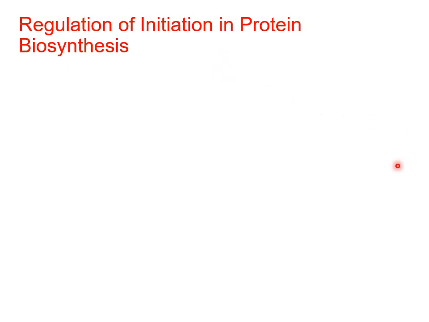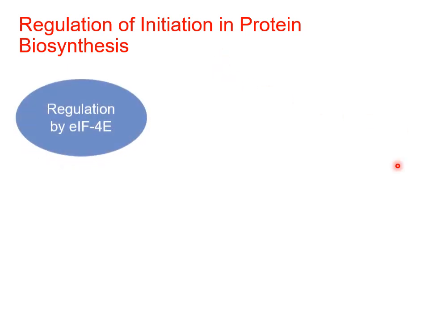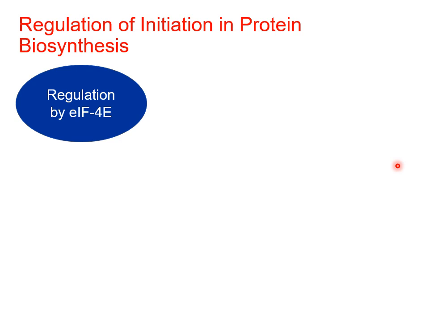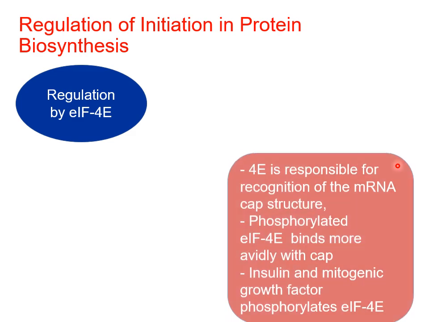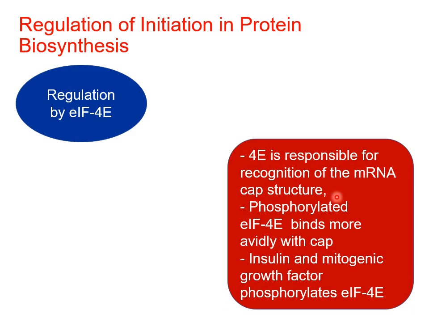Coming to the second important regulatory molecule, that is the regulation by eukaryotic initiation factor 4E. Recall that this factor is a part of the cap binding protein 4F. Now 4E is responsible for the recognition of the mRNA cap structure. That is, this molecule is mainly responsible for binding of the cap binding protein to the cap of the mRNA molecule. Phosphorylated 4E binds more avidly with the cap of the mRNA molecule.